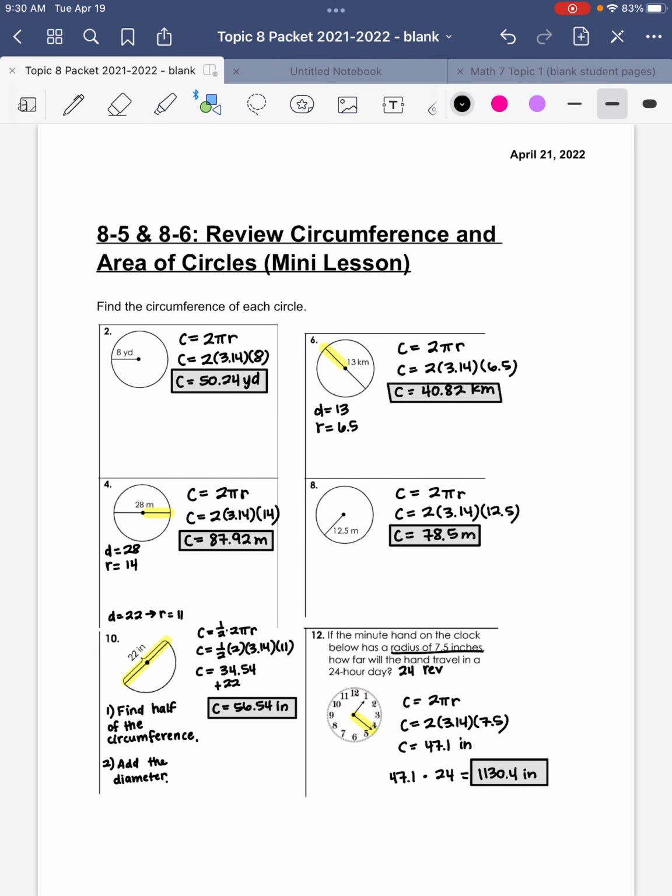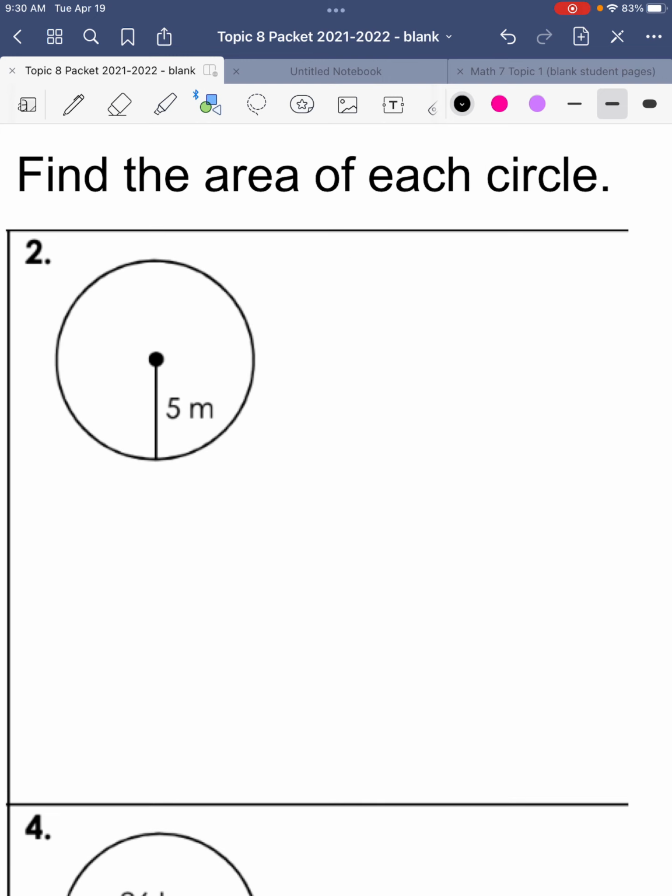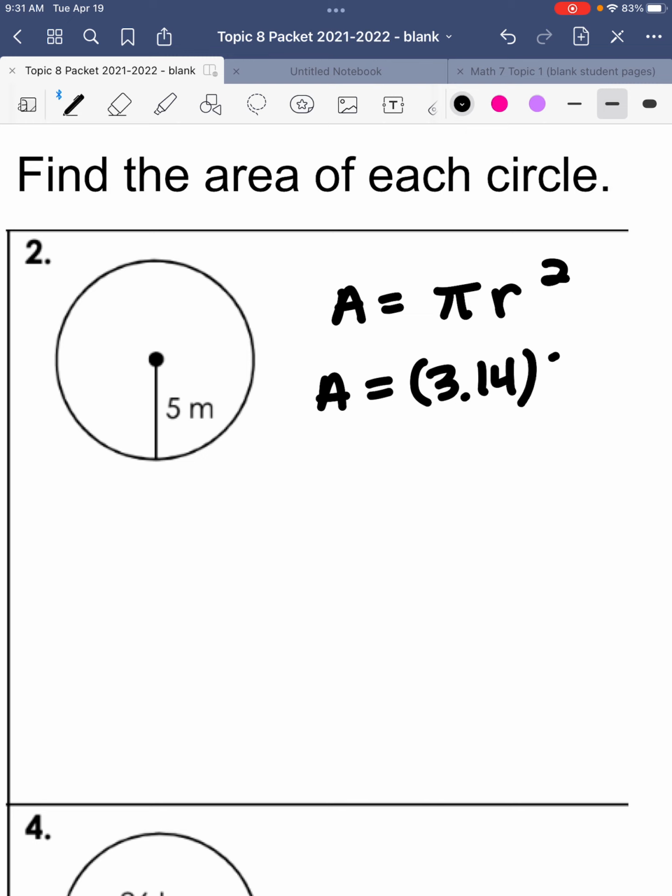Okay, let's move on to some area examples. So find the area of each circle. So to find the area of each circle, we're going to use our area formula. Remember, our area formula is A equals pi times the radius squared. Okay, so in number 2, I've been given the radius. That's awesome. So area equals 3.14 for pi times 5 squared.